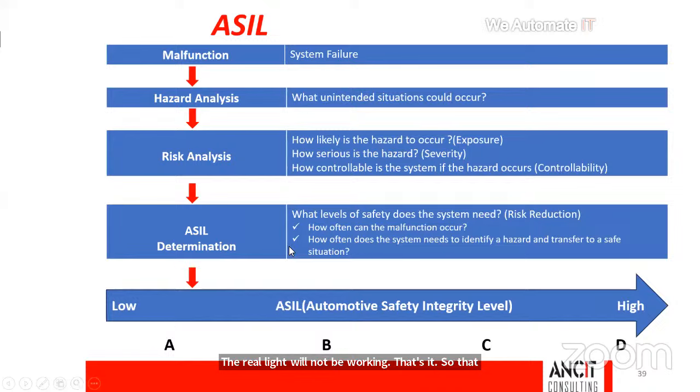So how are we going to get these ASIL values? First, we have to identify the malfunction. Malfunction means the system failure and hazard analysis. What unintended situation could occur? That we will call hazard analysis and risk analysis. That is done based upon the exposure, severity, and controllability, and then ASIL determination. What level of safety does the system need? That means risk reduction. How are we going to reduce the risk? How often can the malfunction occur? Based upon that, it comes under A, B, C, or D. D has the highest degree of automotive hazard and A has the lowest.